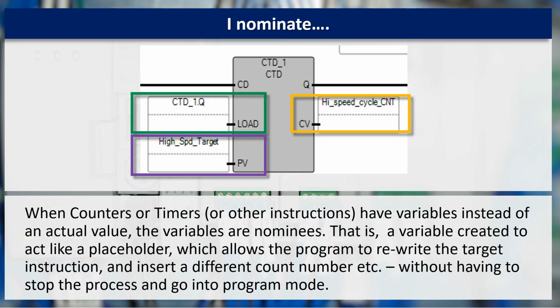When the counters or timers, or other instructions, have variables instead of an actual value, the variables are nominees. That is, a variable created to act like a placeholder, which allows the program to rewrite the target instruction and insert a different count number, etc., without having to stop the process or go into program mode.